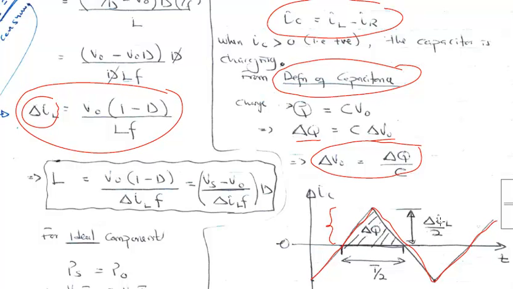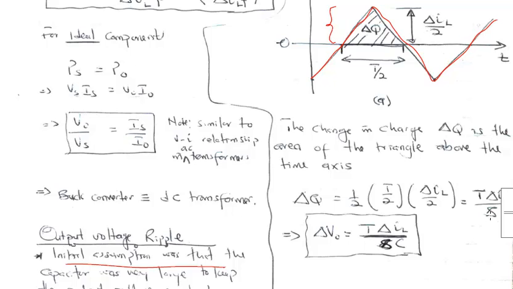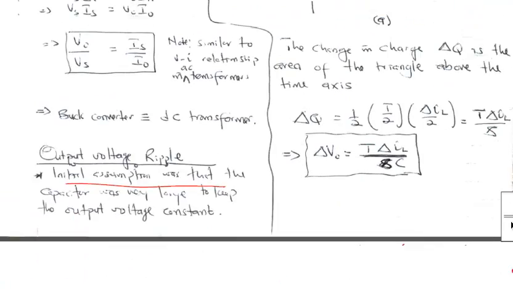This is basically the change in IL over 2, and I want you to go back to the original waveform for the inductor to convince yourself that this change here is actually equal to change in IL over 2. So we can use the area over here to find the change in Q, right? Which is half base times height. So half, that is the base, half of the period, times the height, and the height is change in IL over 2. If you do that, then basically change in Q gives us that expression over here.